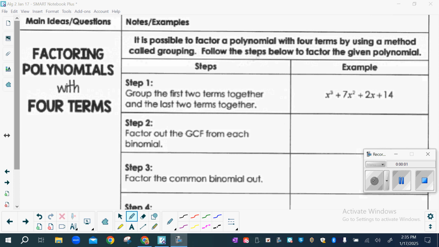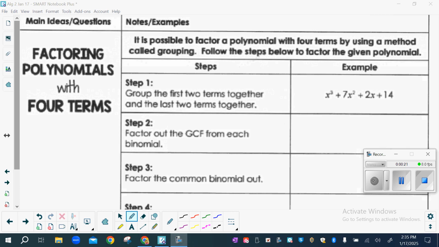We are factoring polynomials with 4 terms. Okay. So it's possible to factor using a method called grouping when there's 4 terms. So these are the steps to do that.